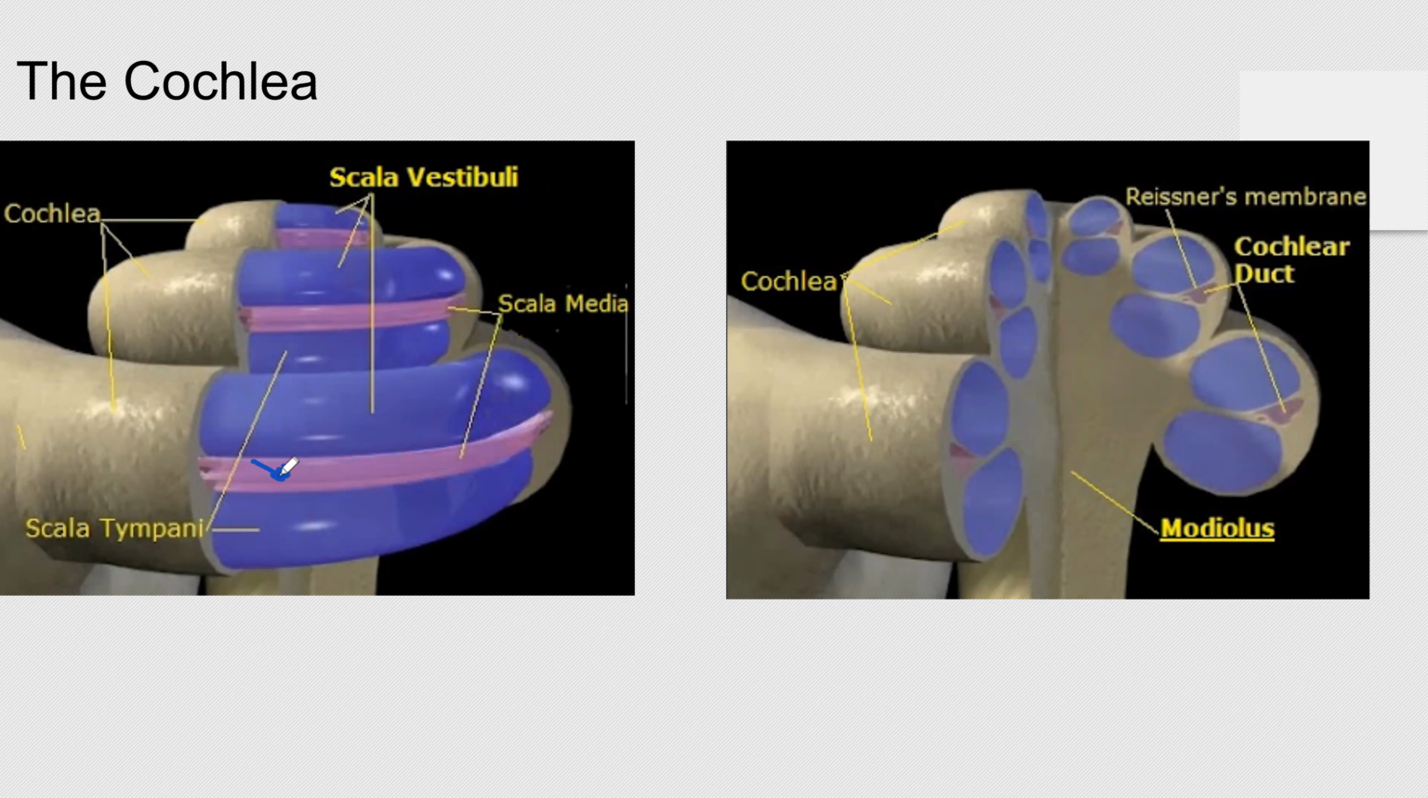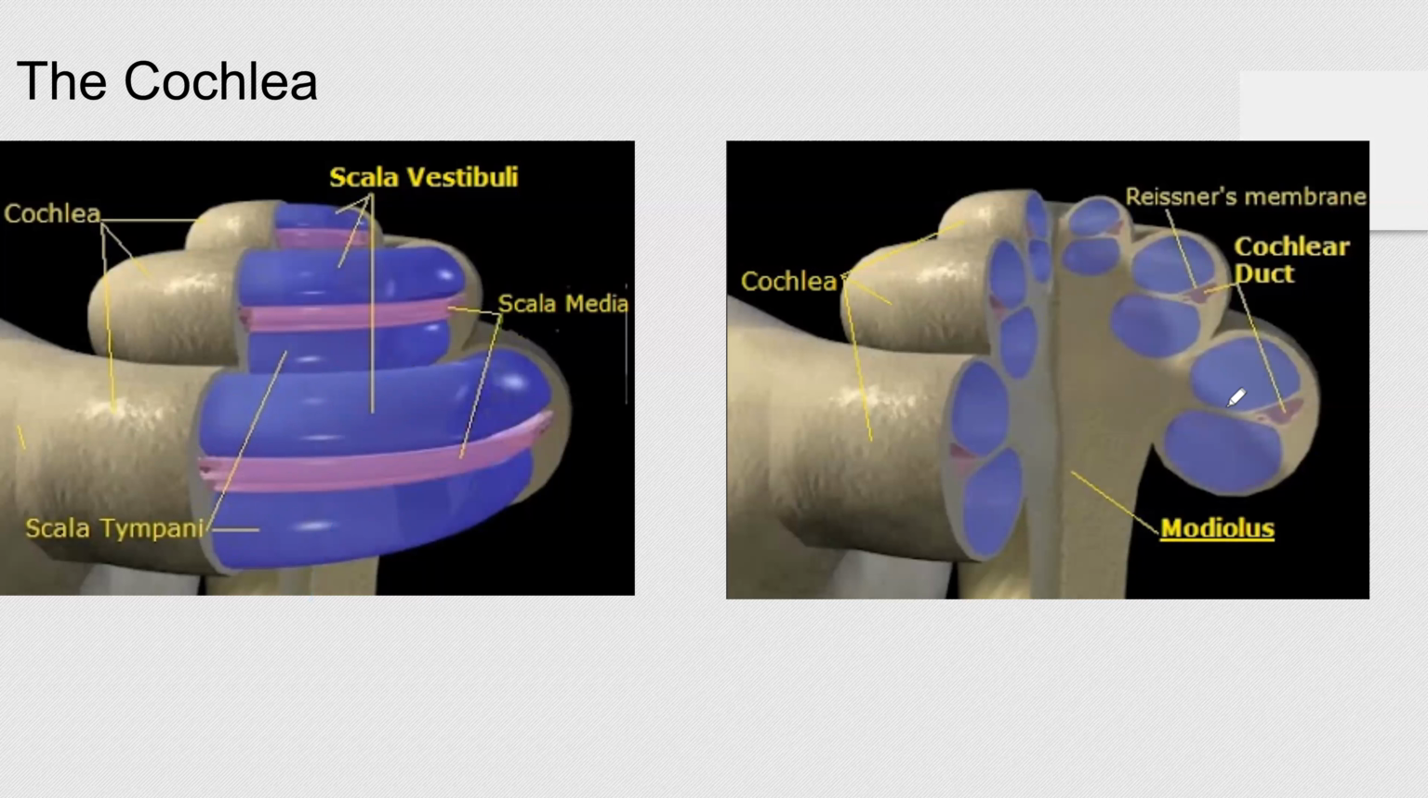Inside the cochlear duct, you have endolymph. But of course, you have other canals. You have a canal above and below your cochlear duct, and we call them scala or canals. Now, this is the scala vestibuli or vestibular canal. This is the scala tympani, and this is the scala media or cochlear duct. Here in the scala vestibuli and scala tympani, you have perilymph.